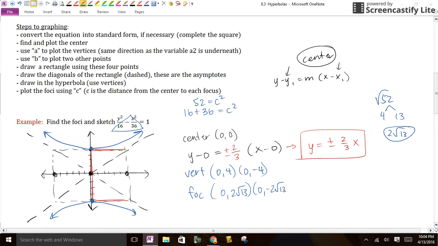And a little thing here you might want to notice is that the foci will be on the insides of these parabolas, just like regular parabolas, not like ellipses where they're in between. So that is how you graph them. All right, let me ask you a question and I'll be right back.